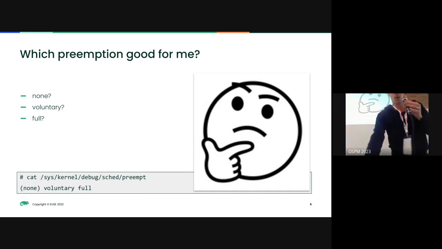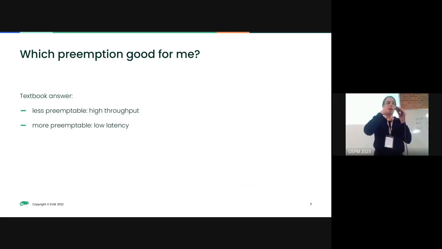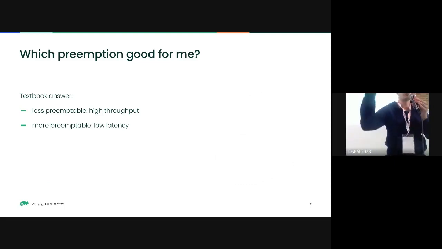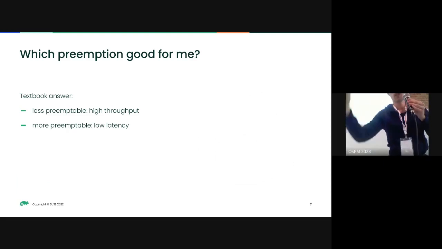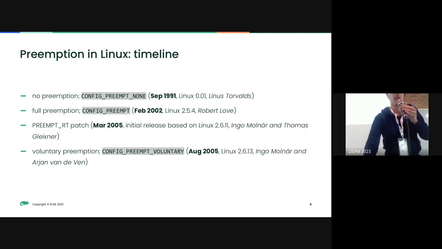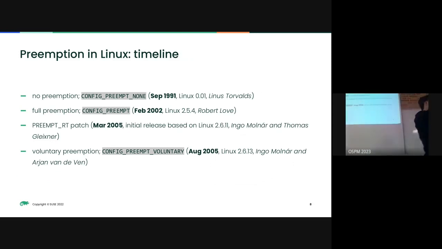So which one should I choose? The textbook answer is: less preemptible, you have high throughput. More preemptible, you have low latency. So, okay, this sounds about right, but voluntary and full, what's the difference between them? In order to answer this, I'd like to take you back over the timeline of when those flavors entered the kernel.